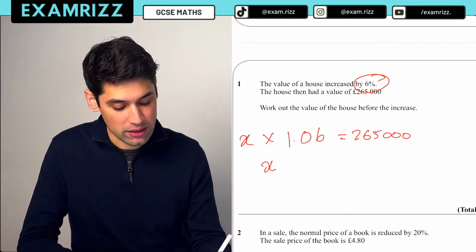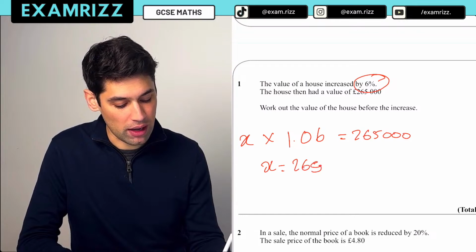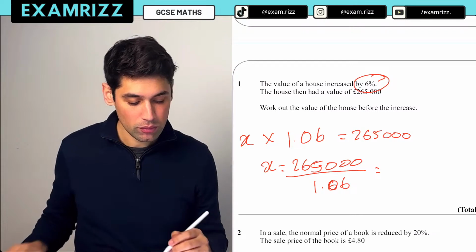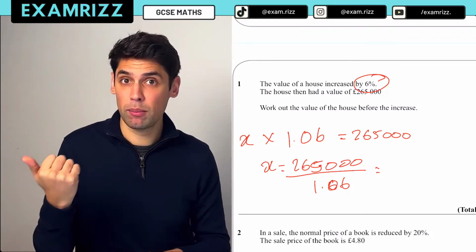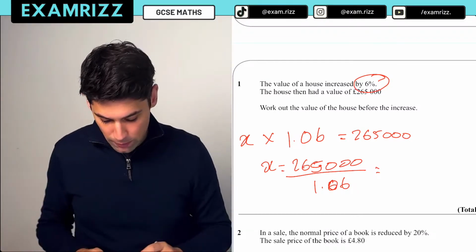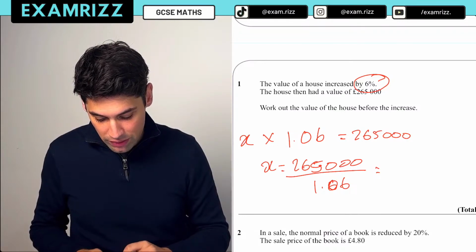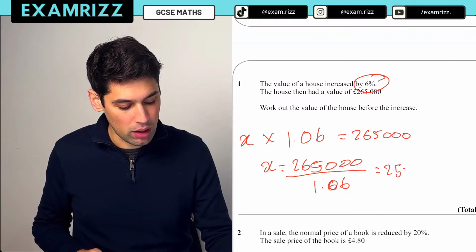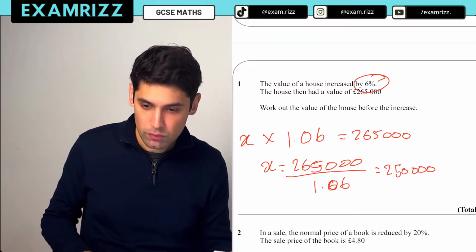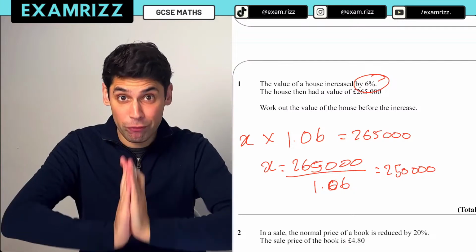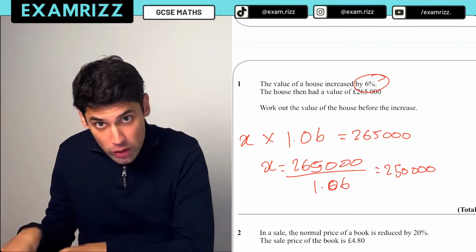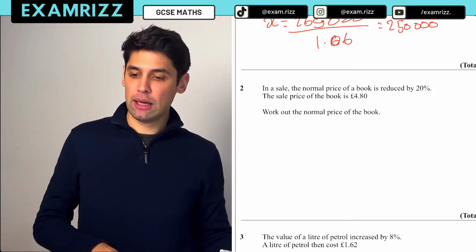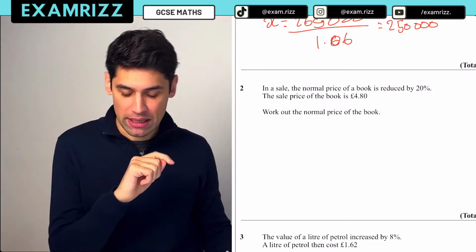But now to find x, we need to do 265,000 divided by 1.06. So whereas previously we were timesing by the decimal multiplier, we're now dividing because we're going backwards. So 265,000 divided by 1.06 equals a nice round number of 250,000. So remember, we are using this same formula, but we don't know the original amount and we do know the final amount. So we're doing it in reverse. And it's all about spotting that wording. So let's have a look at this one.